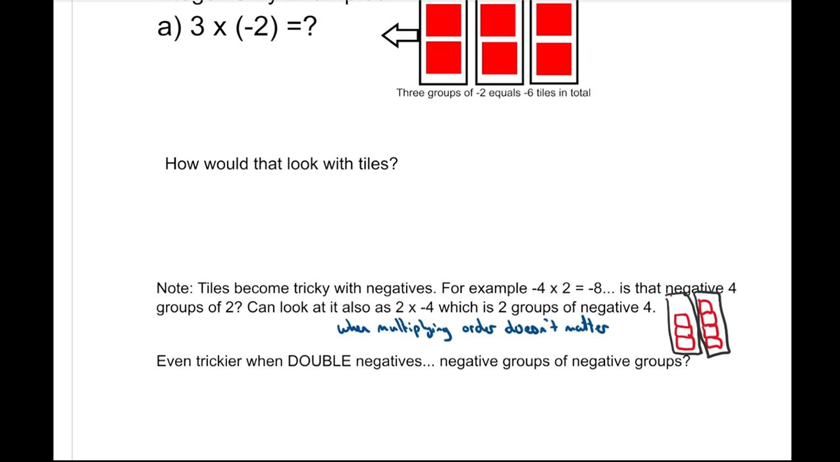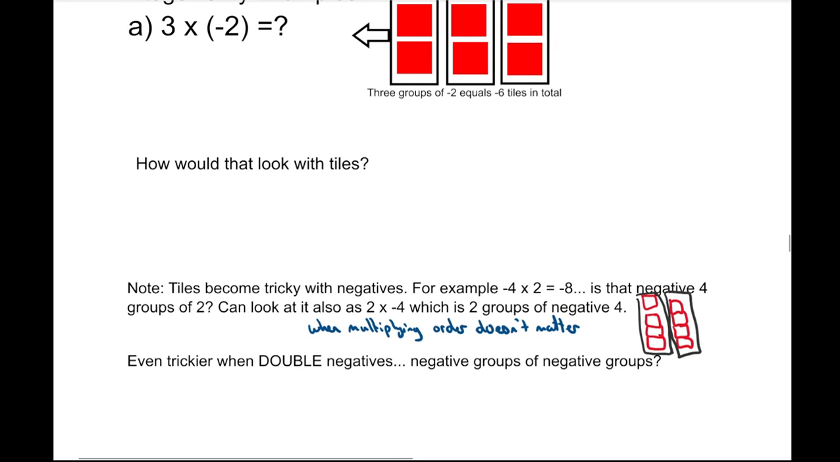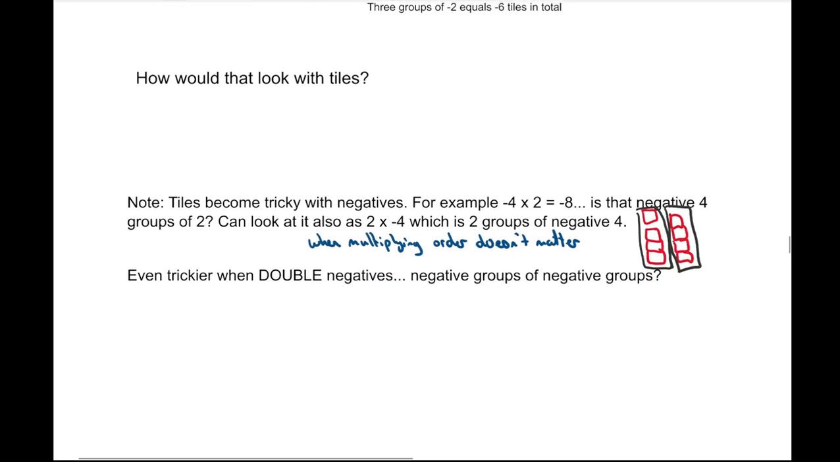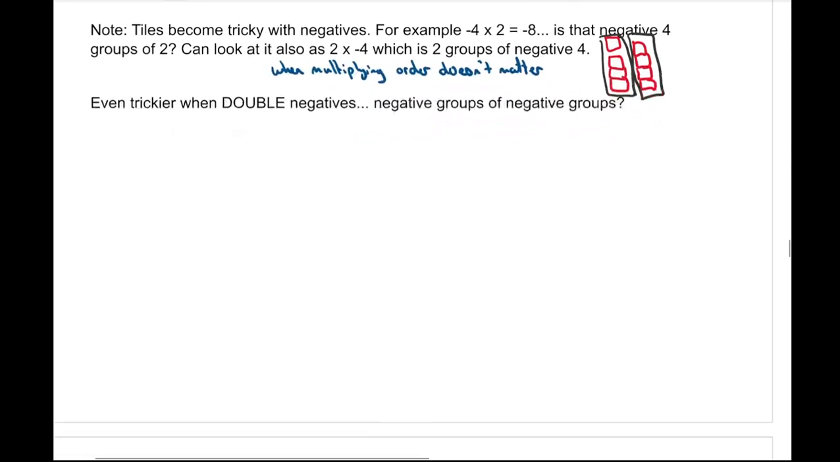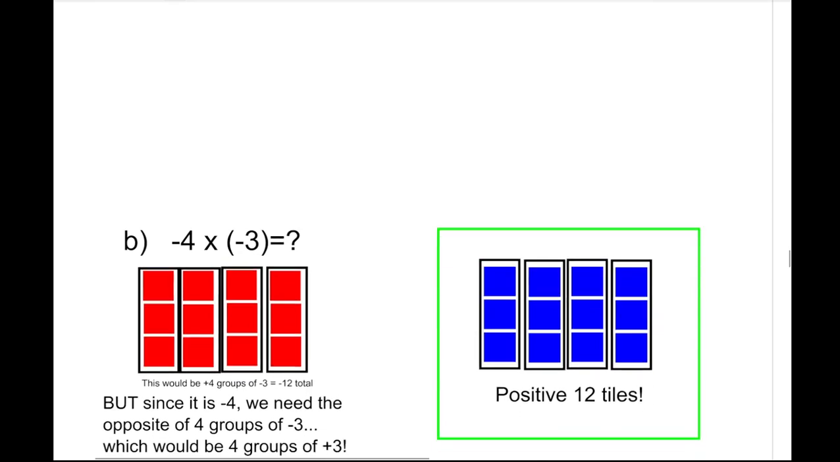I have my 2 groups here. So 2 groups of negative 4, which is negative 8. But it does become trickier when we have double negatives or negative groups of negative groups. So what does that look like?